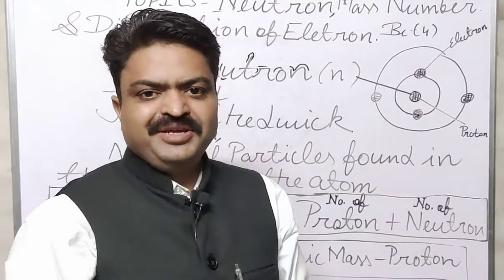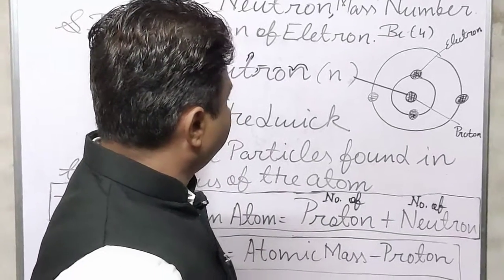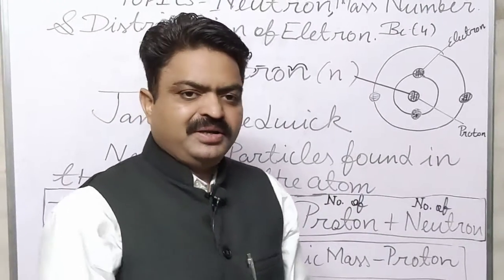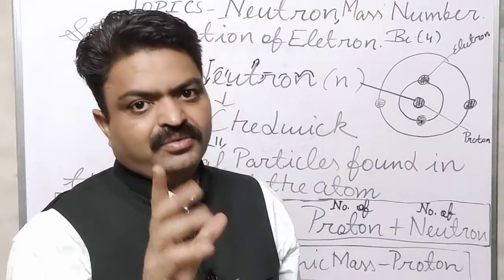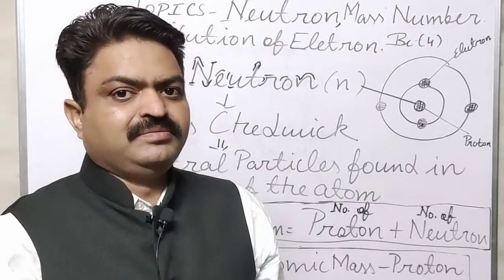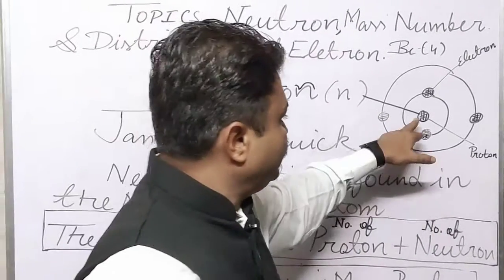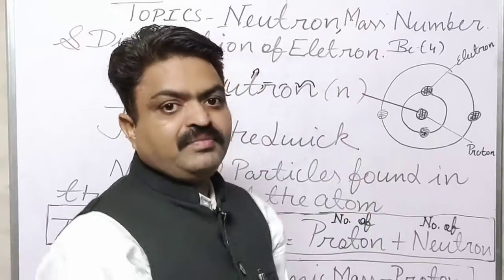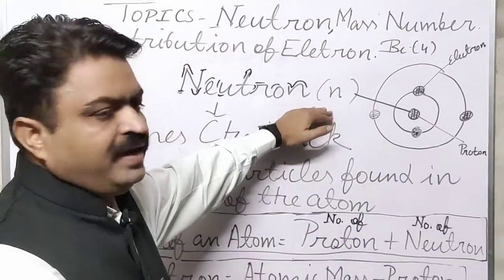Yes, tell me. Yes, you are right. Neutrons are the neutral particles. Neutral particles of the atom are known as neutron. And where are they found, student? They are found in the nucleus of the atom. And they are represented by small n.